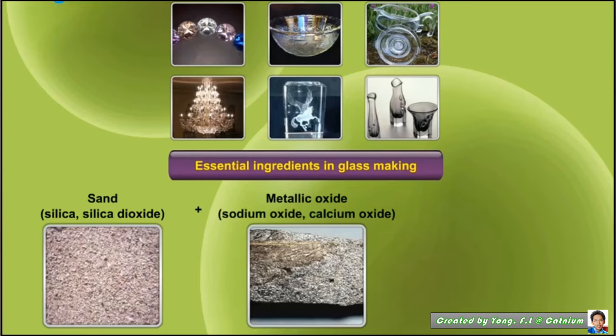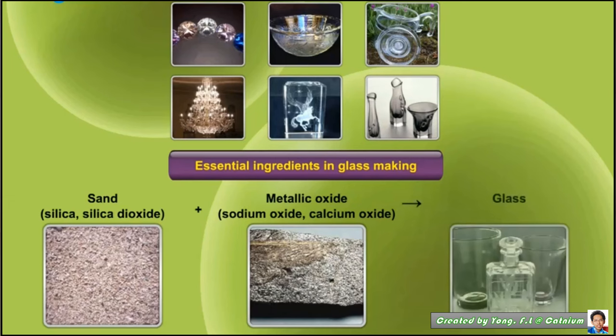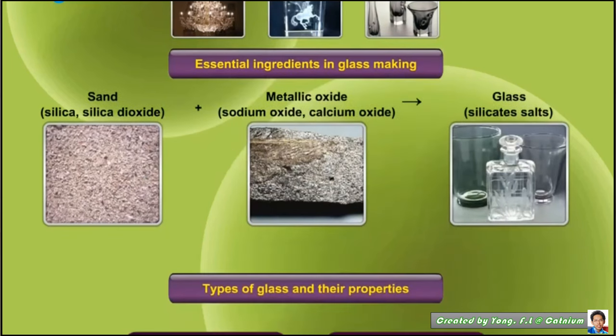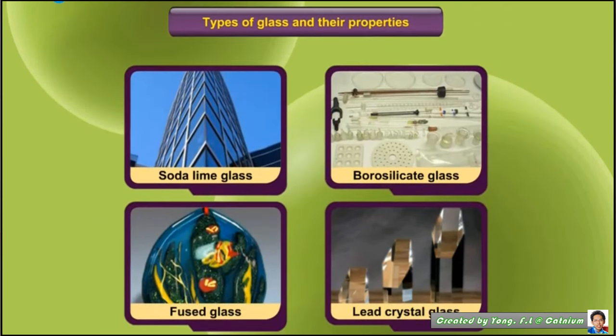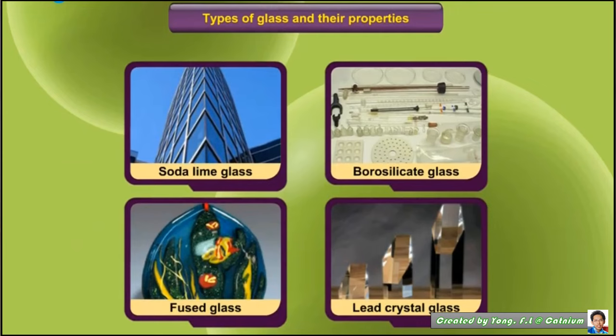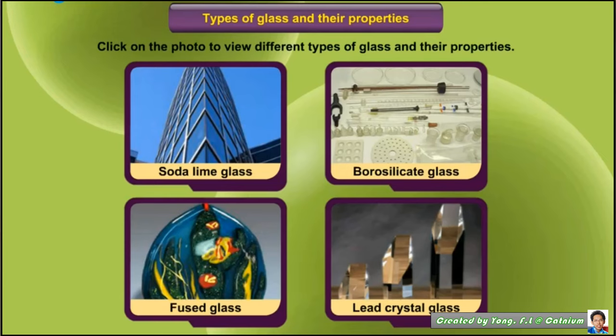The mixture is strongly heated to produce silicate salts, which is glass. Different types of glass can be made from different compositions of sand or silica and other metallic oxide. Click on the photo to view different types of glass and their properties.